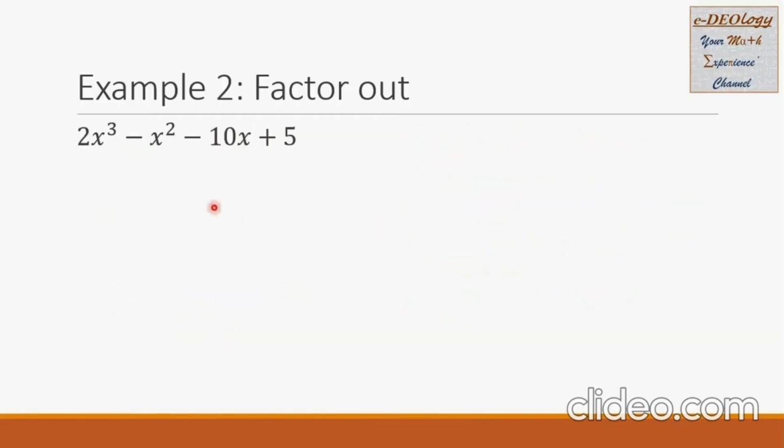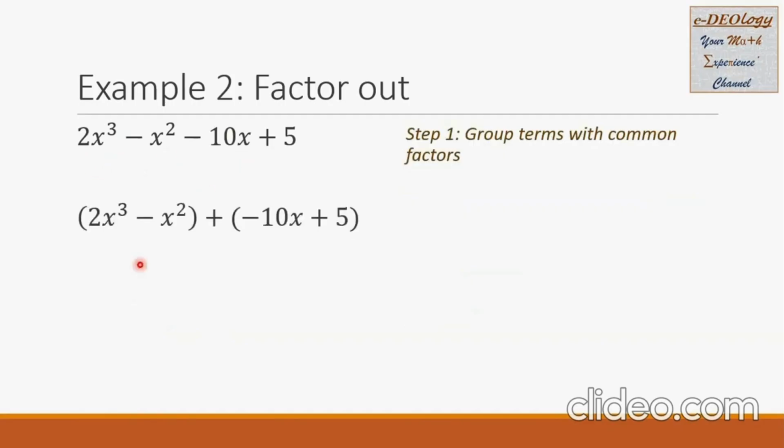Let us have example 2: 2x cubed minus x squared minus 10x plus 5. Step 1, group terms with common factors. So I'm going to group the first two terms and group the last two terms. But you see here, our third term is negative. So while putting the grouping symbol, I should write here the plus and then put the last two terms in the grouping symbol.